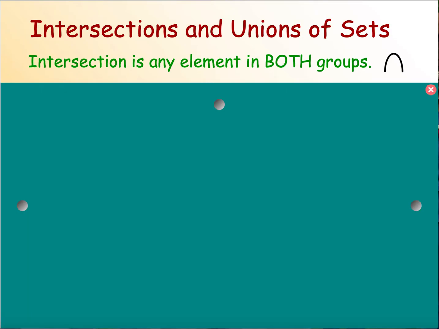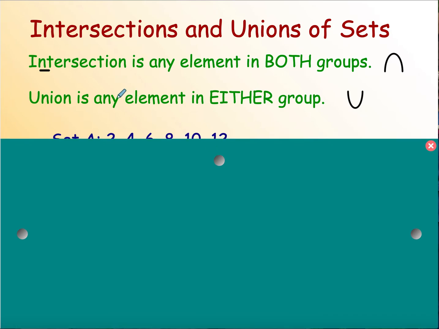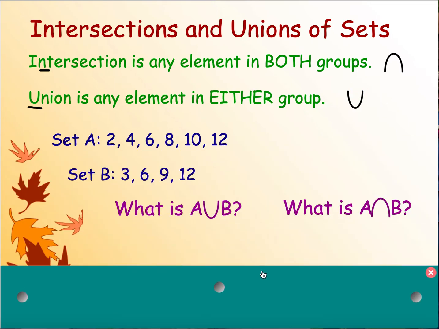Okay. Intersections and unions of sets. Intersection is any element in both groups. What I really notice here is the n in intersection. It looks like the symbol for intersection. Union is any element in either group. Here I notice the U matches up with the union symbol. That's really nice. So let's look at them both.